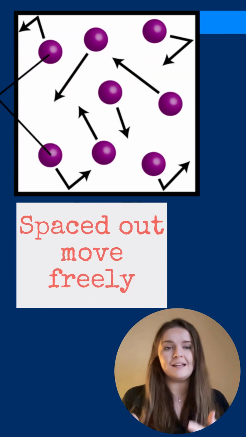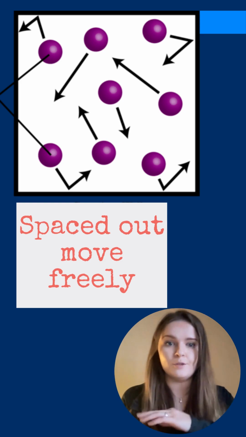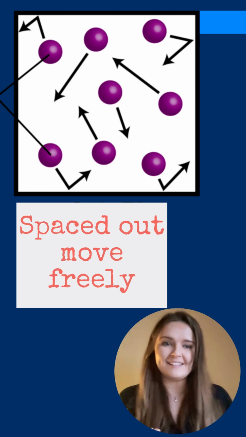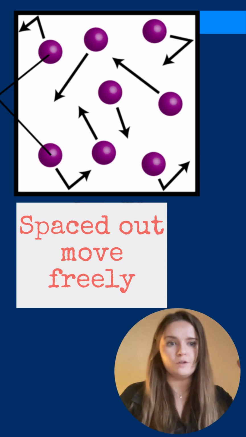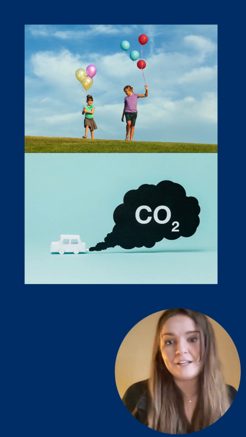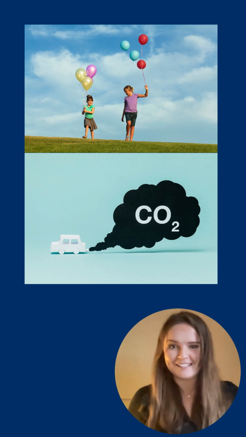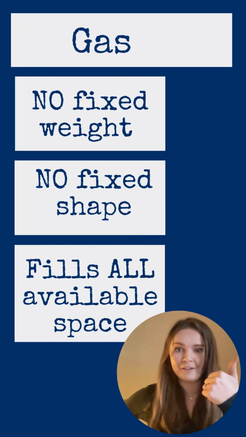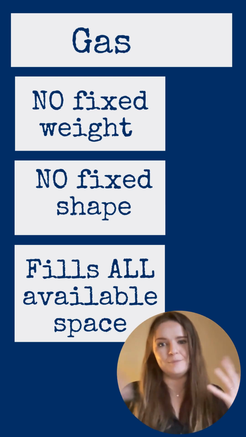Now the particles in gas are very, very spaced out, so there's lots of room for these particles to move around. And this is why gases move so freely and why they expand to fill all of their available space. Some examples of gases are helium, which helps our balloons float, and carbon dioxide. So gases have no fixed weight, no fixed shape, and they fill all of their available space.